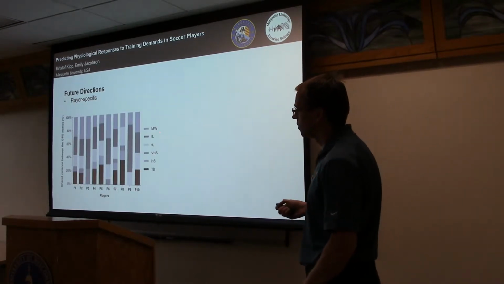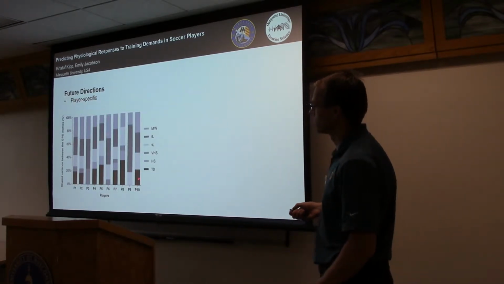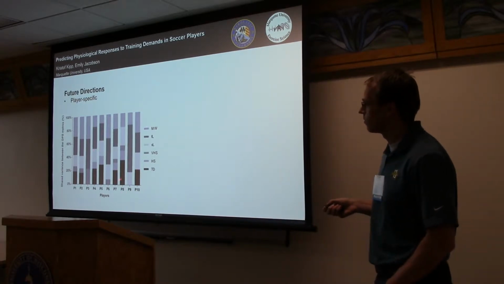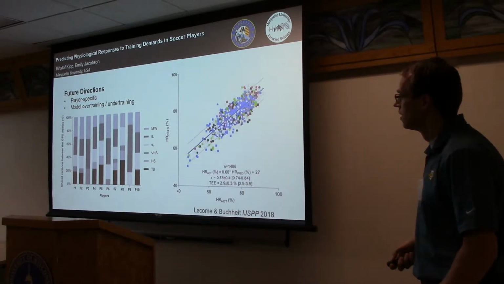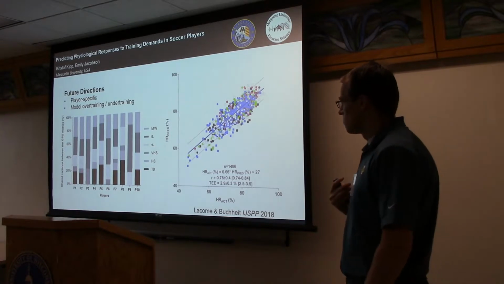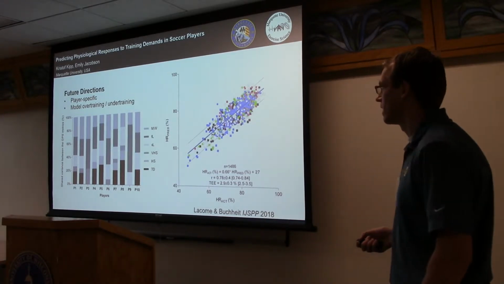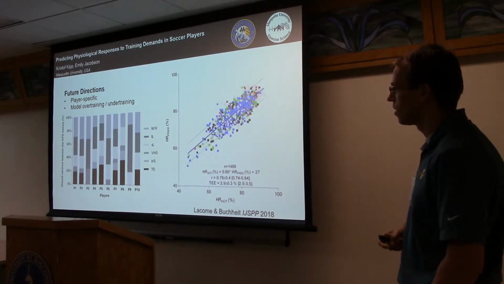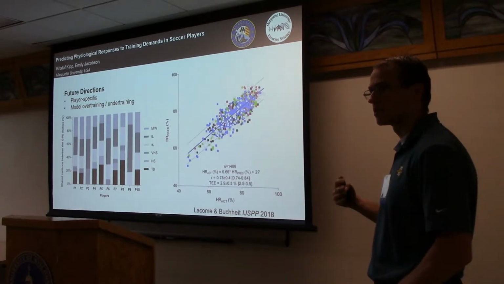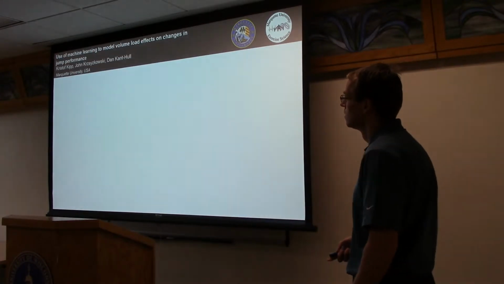So in the future, we would like to make this a little bit more player-specific, where for each player we come up with relative importance scores. Perhaps we would also like to look into this model a little bit further and look at the predictive versus actual responses.